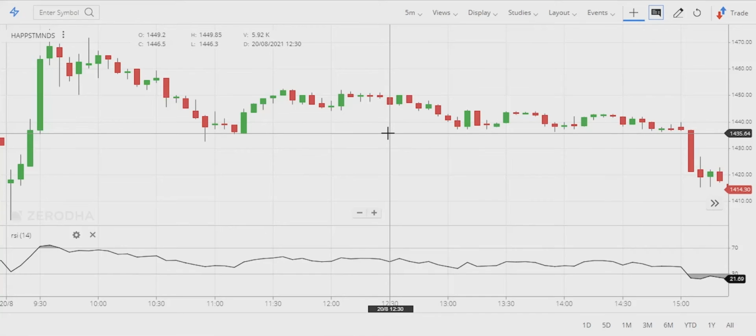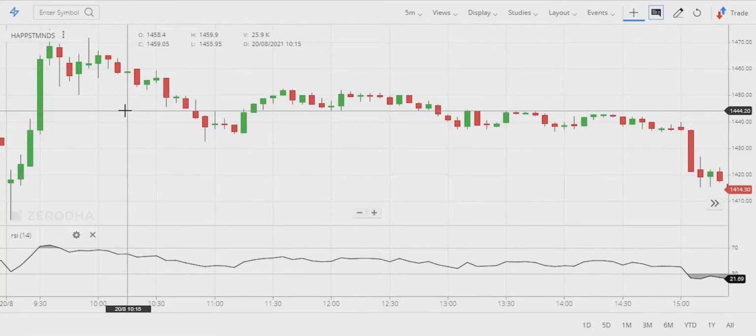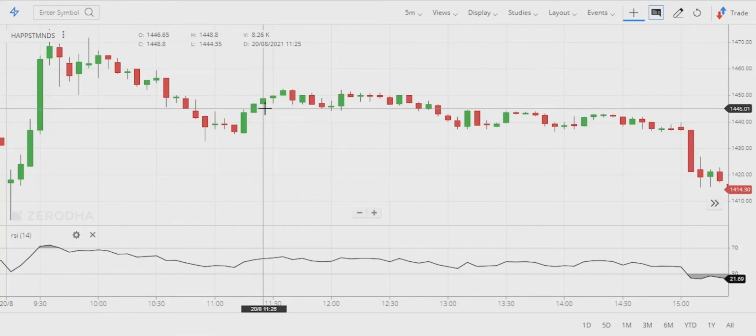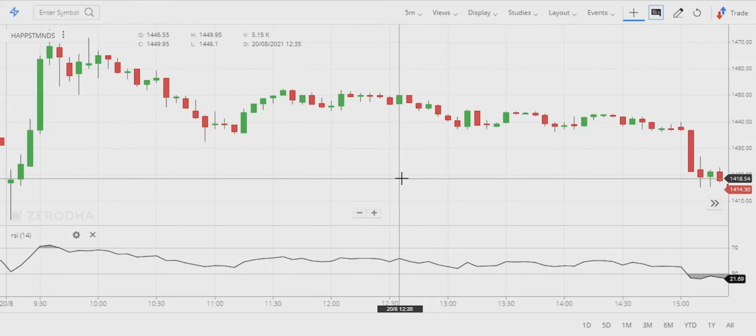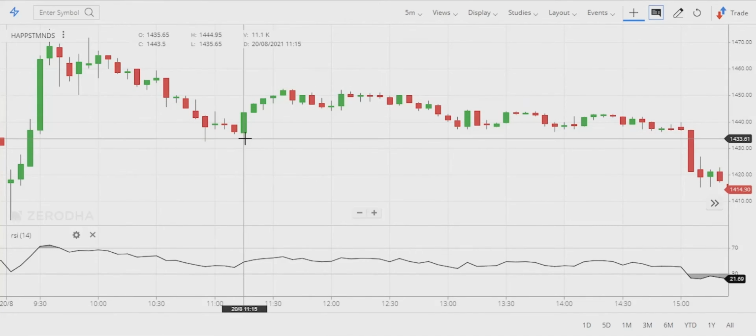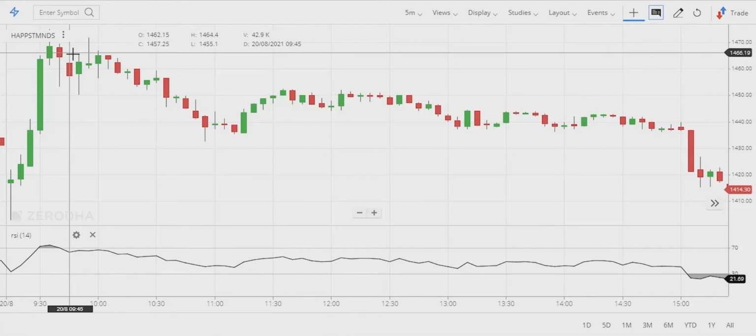So before getting into this strategy, let me tell you what the target profit and the stop loss are for it. The target profit we can keep from 1.5% to 2.5% depending on the stock's volatility, and the stop loss we will keep at a fixed 1%.